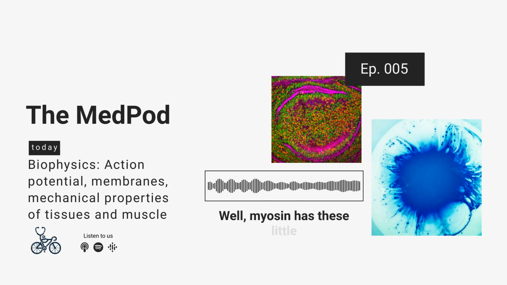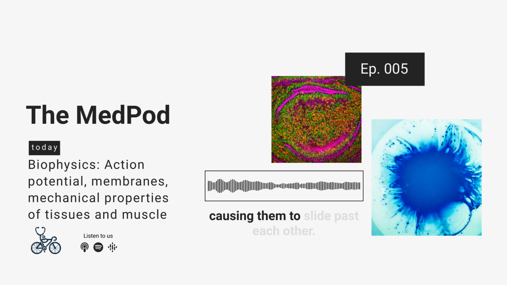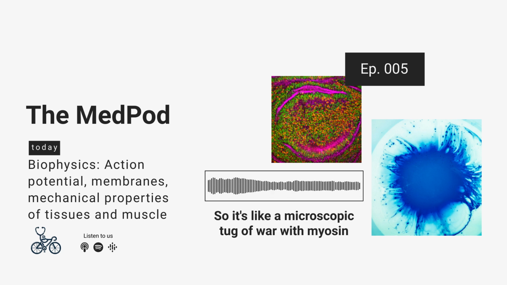Well, myosin has these little heads that can bind to actin, and with the help of ATP, the energy currency of the cell, these myosin heads pull on the actin filaments, causing them to slide past each other. So it's like a microscopic tug of war with myosin pulling on actin, causing the sarcomere to shorten.